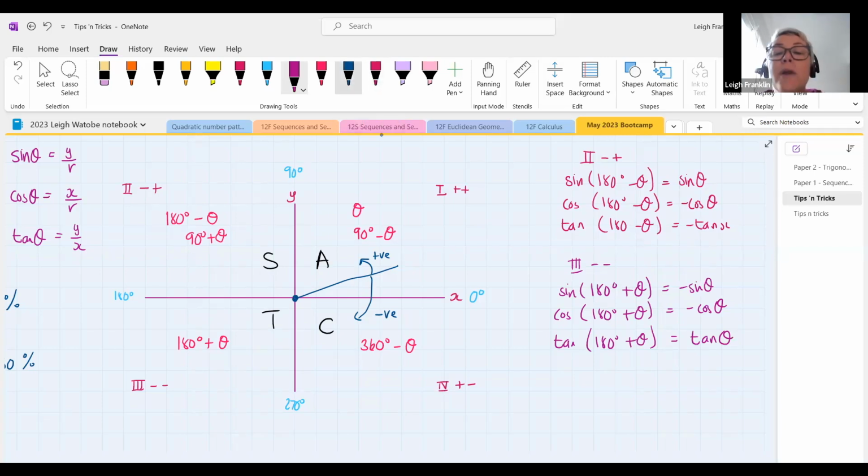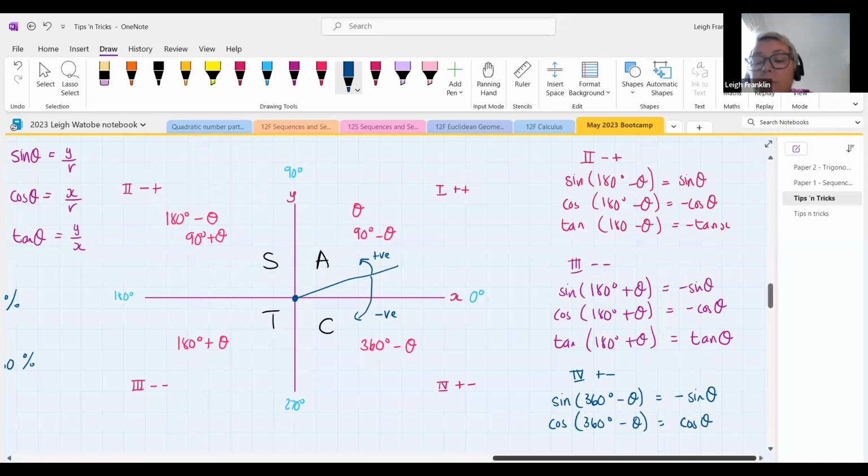Quadrant number 4 now. X is positive, y is negative. So the sine of 360 minus theta is negative sine theta. The cos of 360 minus theta, quadrant 4 where x is positive, gives positive cos theta. And the tan of 360 minus theta gives us negative tan theta.